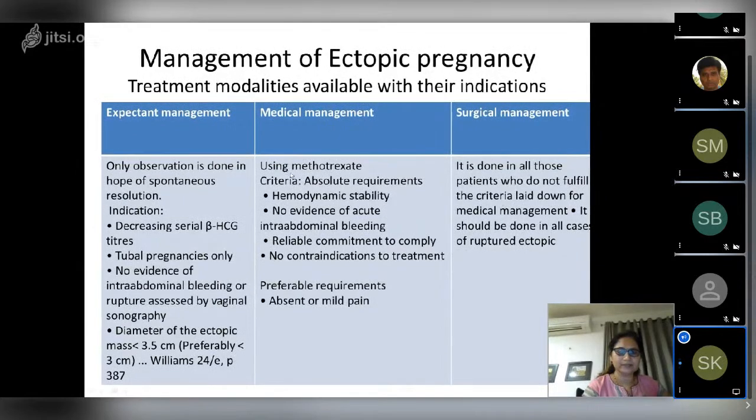Now, medical management, we use methotrexate. What are the criteria? As we discussed earlier, the patient should be hemodynamically stable. There should not be any evidence of acute intra-abdominal bleeding. Reliable commitment to comply. No contraindications to the drug or the treatment.